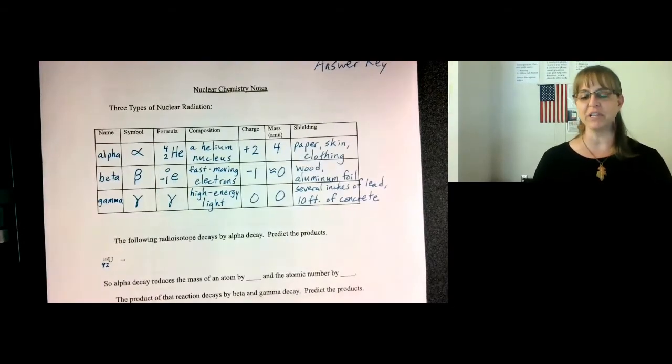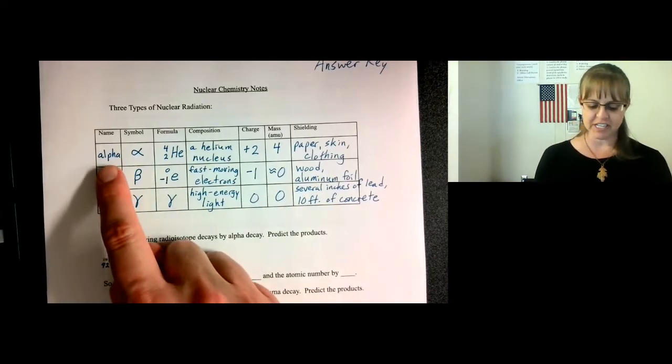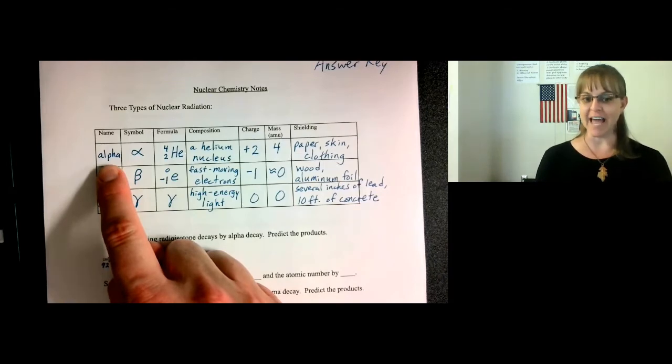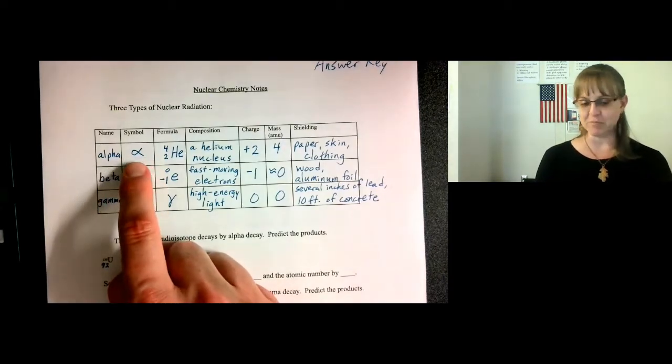So today we are going to be learning about nuclear chemistry. First of all, there are three types of nuclear radiation. The first is alpha radiation. This is actually a particle. The symbol for alpha particles is the Greek letter alpha, which looks kind of like a fish.